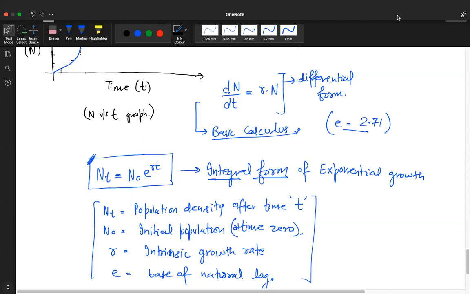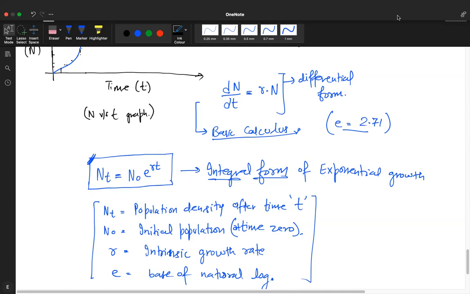And the R value is positive and more than 1, which means intrinsic growth rate is positive and more than 1. If it is 1, it is a stable population. N t will always be the same as N naught at every time point. Less than 1, it is a declining population. R value more than 1 is an increasing, expanding population. Make sense, everyone? Yes, sir.